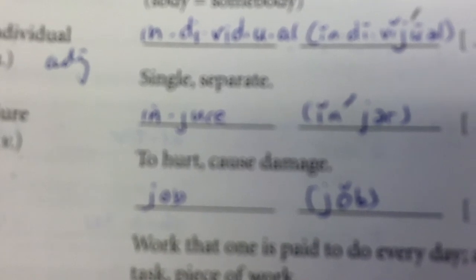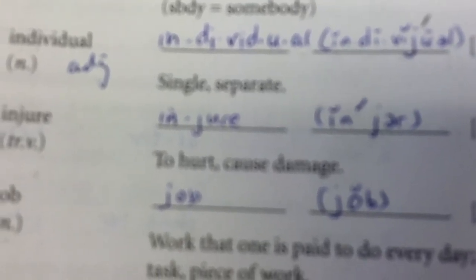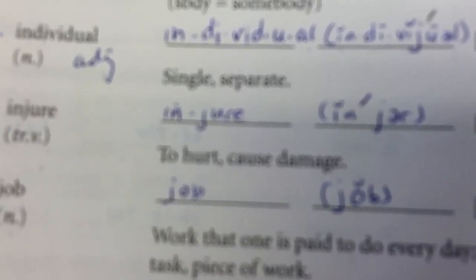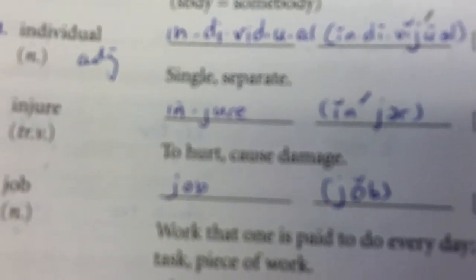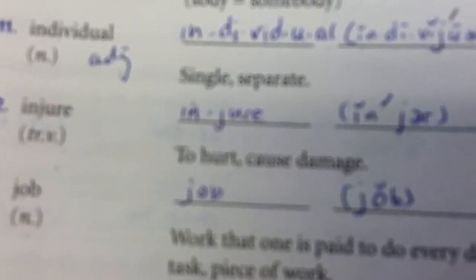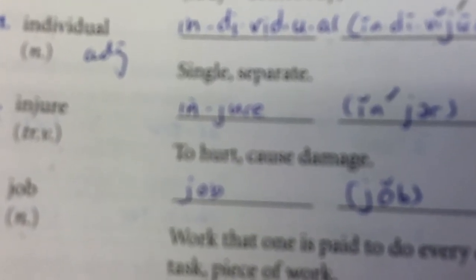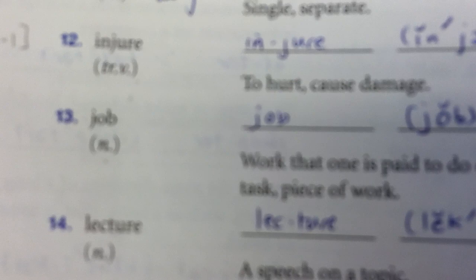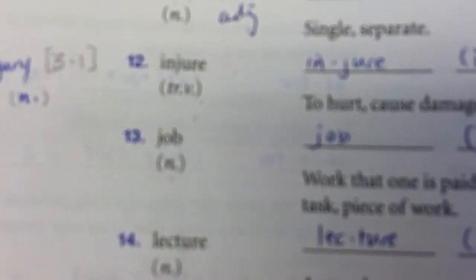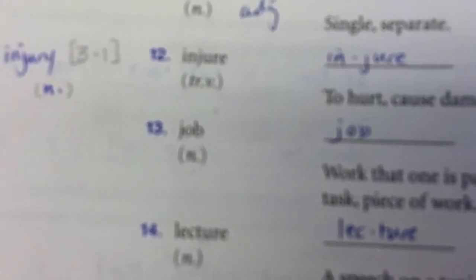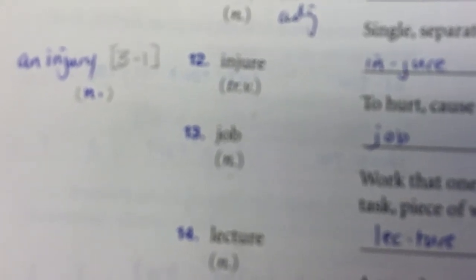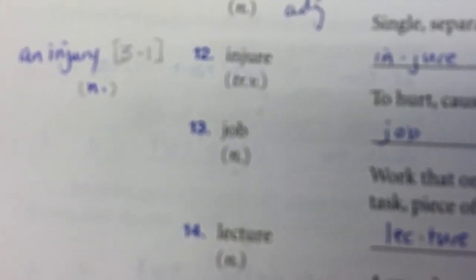How many dots are in the word? One. Because there are two syllables, all right? And they are where? I-N dot J-U-R-E. Injure. And injure has two syllables, stressed on the first, right, 2-1. Do you know the noun form? Injury. How do you spell injury? I have an injury.